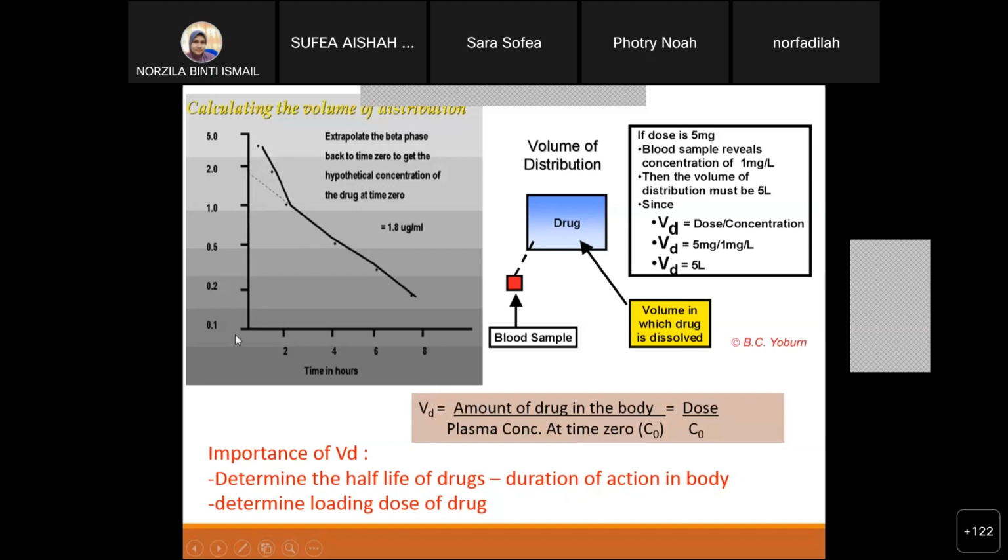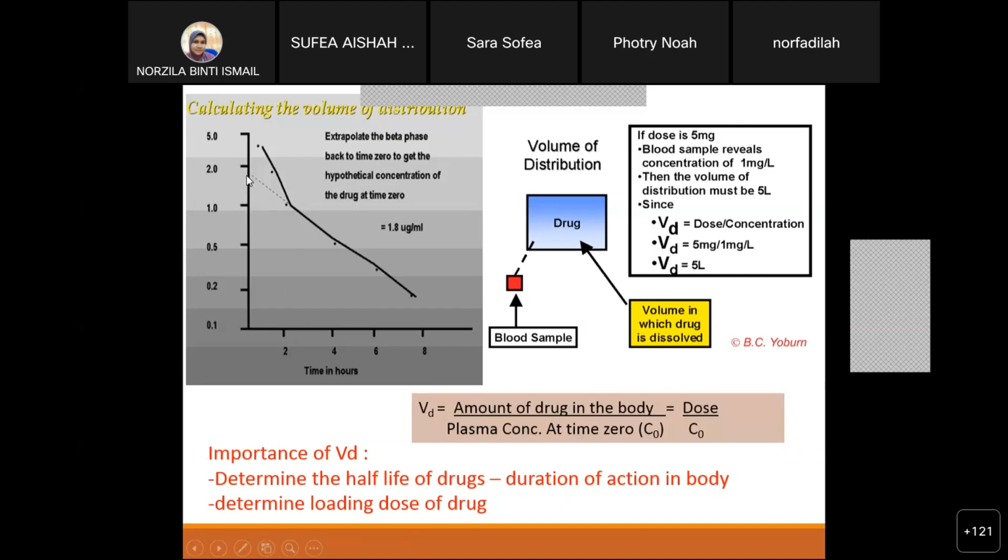Concentration of the drugs at 2 hours after administration, 4 hours, 6 hours, 8 hours. These are the examples. We draw the bloods after we administer the dose. Then we can extrapolate the graph to the y-axis here to get the plasma concentration at time 0, or C0.